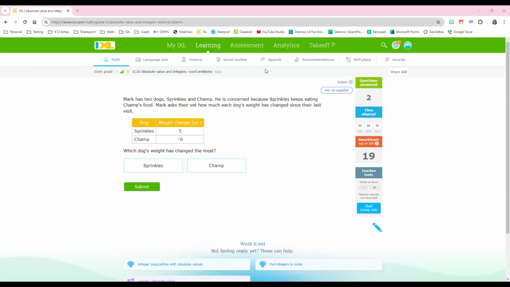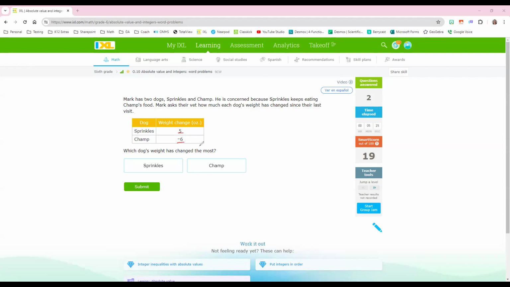All right, this one says Mark has 2 dogs, Sprinkles and Champ. He is concerned because Sprinkles keeps eating Champ's food. Mark asks their vet how much each dog's weight has changed since their last visit. So let's see, it looks like Sprinkles' weight changed by 5 ounces and Champ's by a negative 6 ounces.